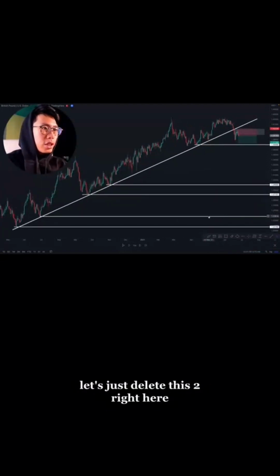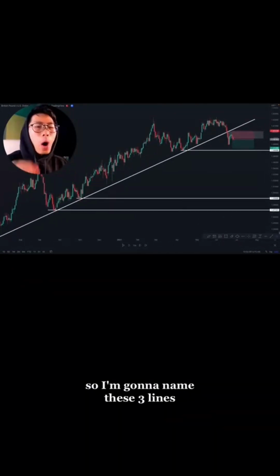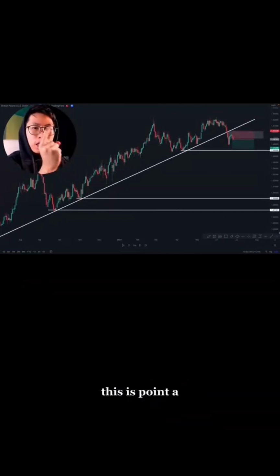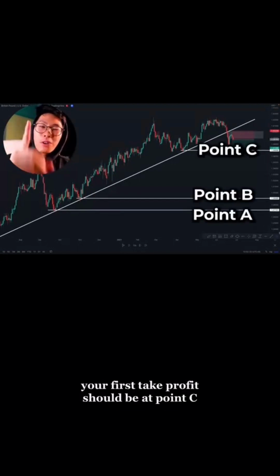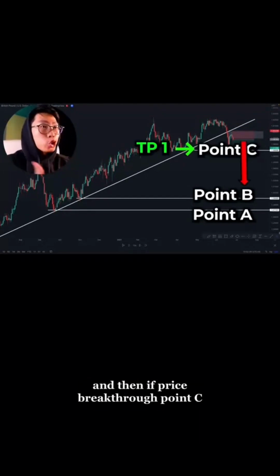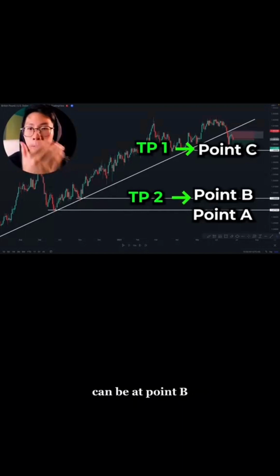So in this case, let's just delete these 2 right here and let's stick with these 3 lines. I'm gonna name these 3 lines. This is point A, this is point B, and this is point C. Your first take profit should be at point C, and then if price breaks through point C, then your second take profit can be at point B.